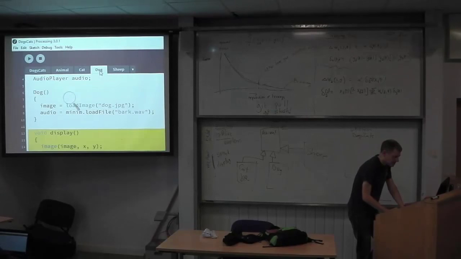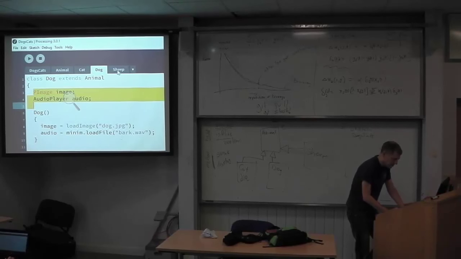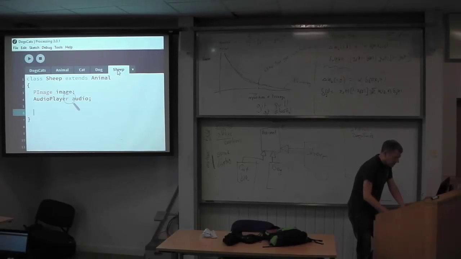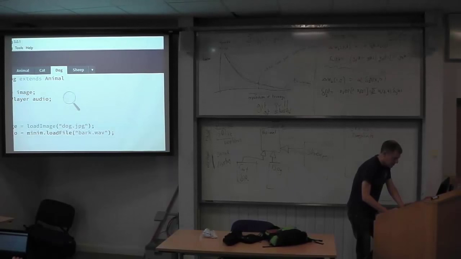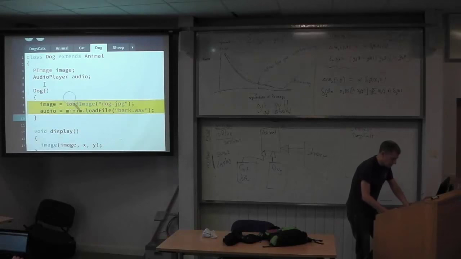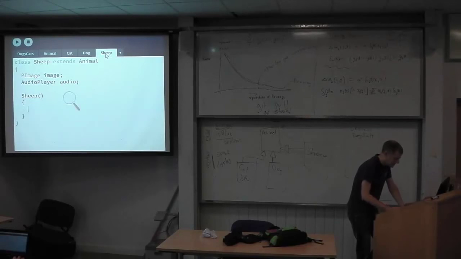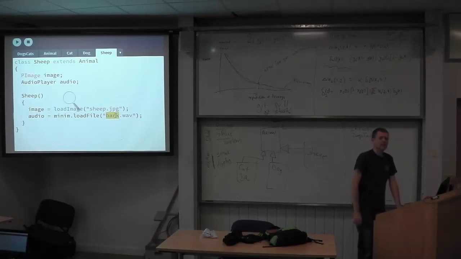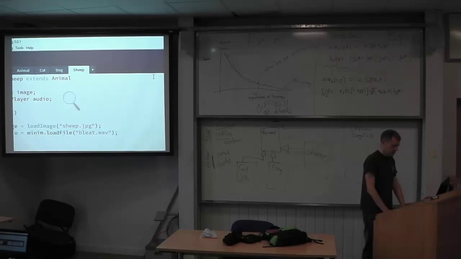So sheep, we said, was similar to cat and dog in that we have the image and the audio file. So let's take the image and the audio file, bring it over here, and make our constructor for sheep. Similarly, we're going to load up the image and the audio file for the sheep. What's the audio file for the sheep called? B-L-E-E-T or B-L-E-A-T? B-L-E-A-T.